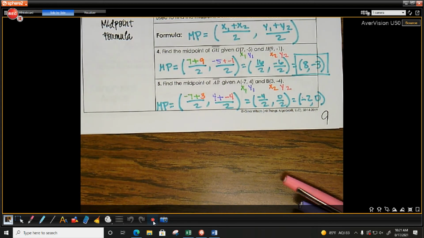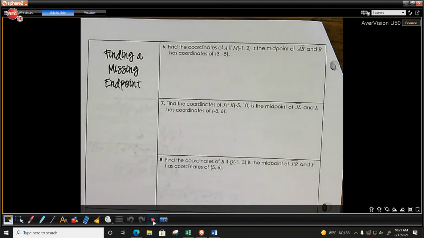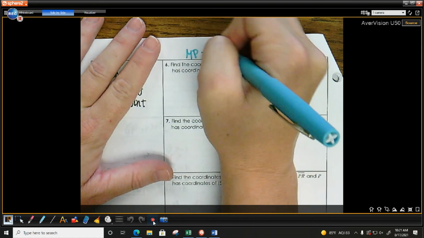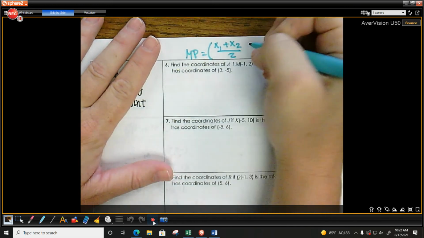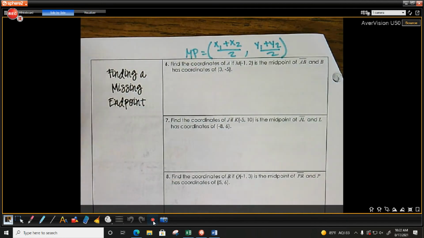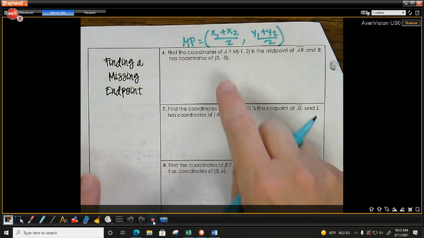So, find the coordinates of A if M is the midpoint of AB and B has a coordinate of 3, negative 5. Okay, so I know my midpoint formula. Midpoint is x1 plus x2 over 2, and then y1 plus y2 over 2. Now I know the midpoint. I don't know both the points though. I only know one of my 2 points. That's the midpoint. Okay, so I'm going to write my midpoint as negative 1, 2. This is your x, this is your y.